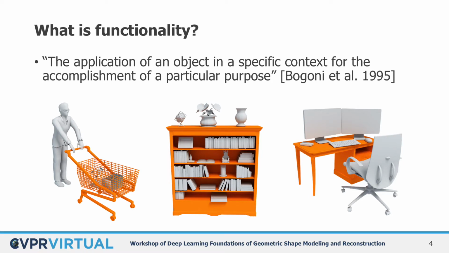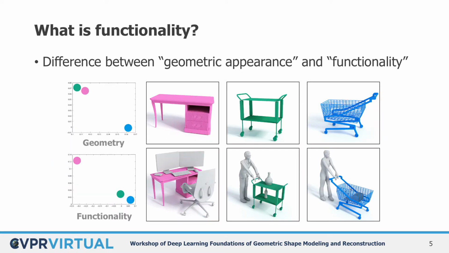More detailed definitions are possible, such as the application of an object in a specific context for the accomplishment of a particular purpose. So essentially, functionality typically refers to the purpose of an object, or more specifically, how the object can be used to accomplish a specific goal. The important fact to note is that functionality pertains to the use or applications of an object, which is different from the object's geometry appearance.